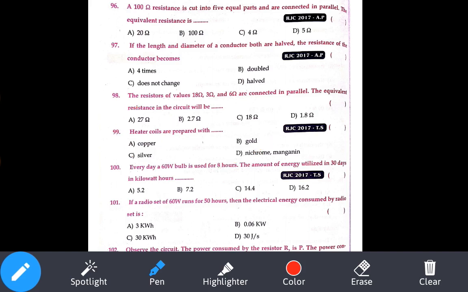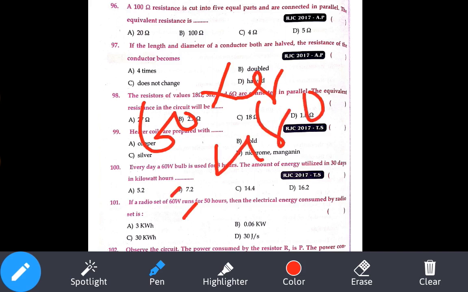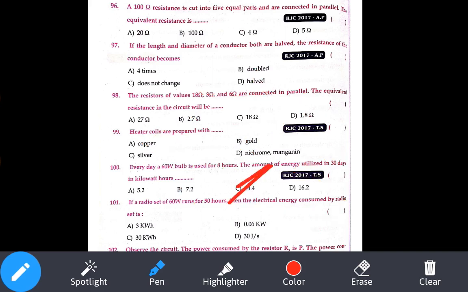Every day a 60 watt bulb is used for 8 hours, so 60 into 8 is 480. The amount of energy consumed in 30 days, so multiply by 30. 6 3s are 18, 8 3s are 24, 2 4s 3 are 12, and 12 plus 2 gives 14400. They are asking in kilowatt-hour units, so divide by 1000 and you get 14.4, option C.